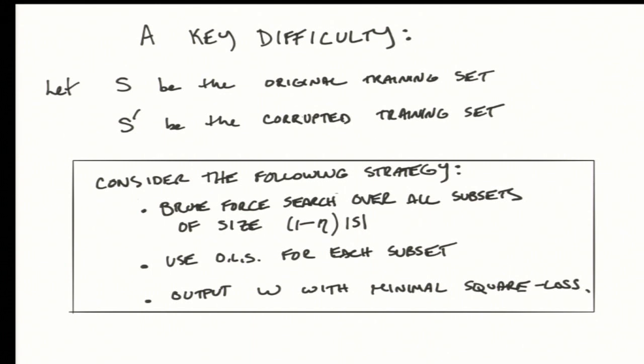And the reason why you might think this would work is that, well, surely one of these subsets is going to be a subset that has all uncorrupted training examples. That should have low square loss. And so I should be able to find such a W and just output it. The problem with this approach, and we give examples where this approach fails in the worst case, is that the adversary could be very sneaky and corrupt S in such a way that you find a subset whose square loss is actually smaller than the square loss of the true linear function.